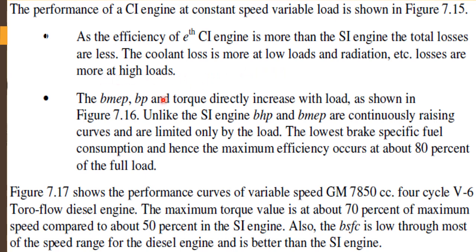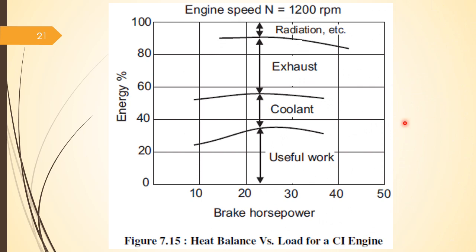So here if we talk about the brake mean effective pressure, brake power and torque, they directly increase with increase in the load. That we will discuss in the next figure. Unlike in the petrol engine, the brake horsepower and brake mean effective pressure are continuously rising curves as they are limited to the load. The lowest brake specific fuel consumption and hence the maximum efficiency occurs at about 80% of full load. So what we have discussed, around 80% we will get maximum output, then there is variation in the output.